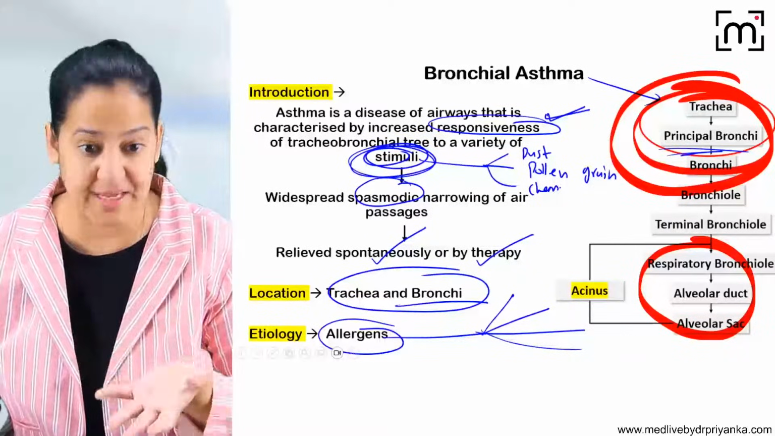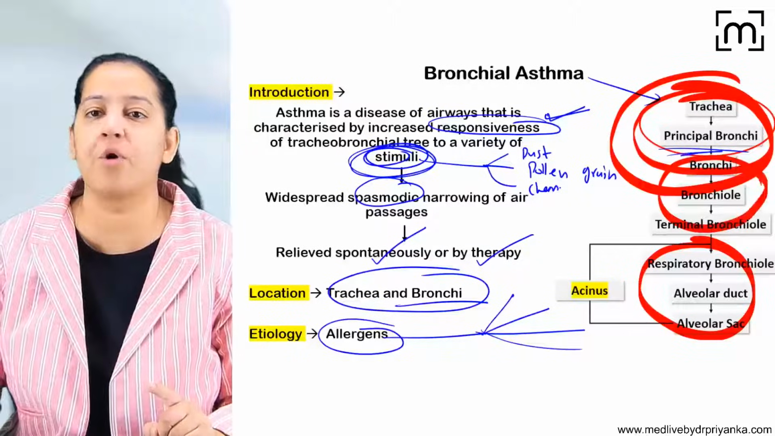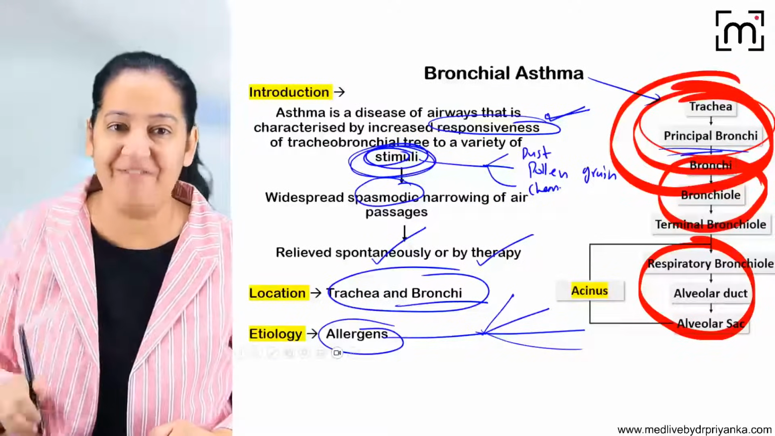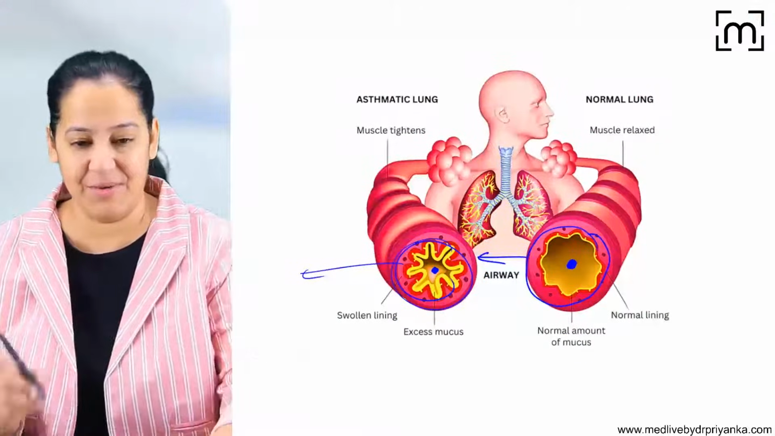And last, after this, I will teach you, in a separate video, bronchiectasis. In bronchiectasis, the level of obstruction is the bronchi and bronchioles. So you have to learn the level of obstruction in all COPDs. They are different, and the mechanism is different. So have a look here.